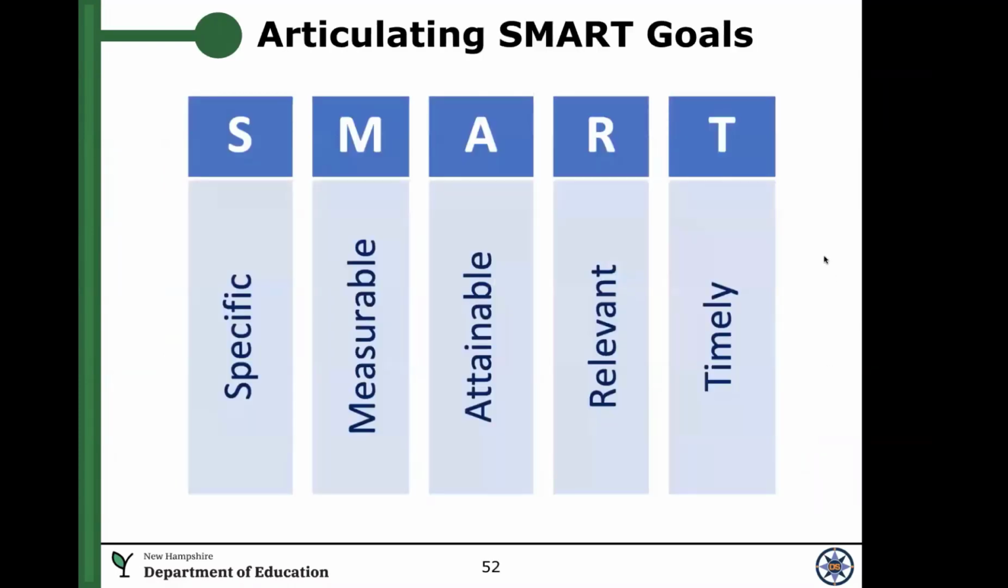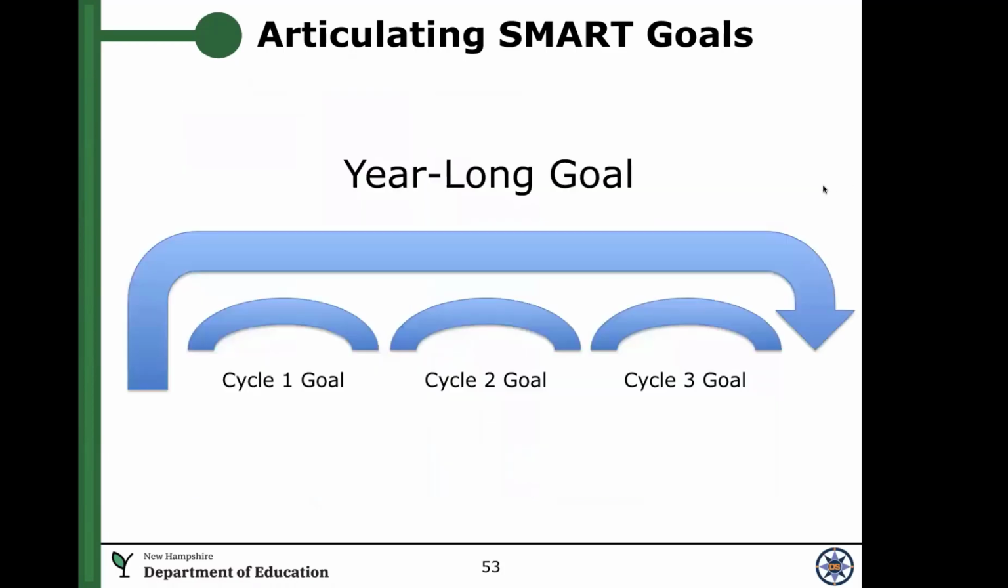So, articulating SMART goals. We all have heard it, right? But SMART goals are specific, measurable, attainable, relevant, and timely, right? The big part of this that I find people struggle with the most is that measurable. How do we measure this, right? We don't just say students are going to improve, right? Well, how are we measuring that? Improve by how much, right? What does improvement mean? So we need to make sure it's measurable. So we're going to talk a lot about how to do that here.